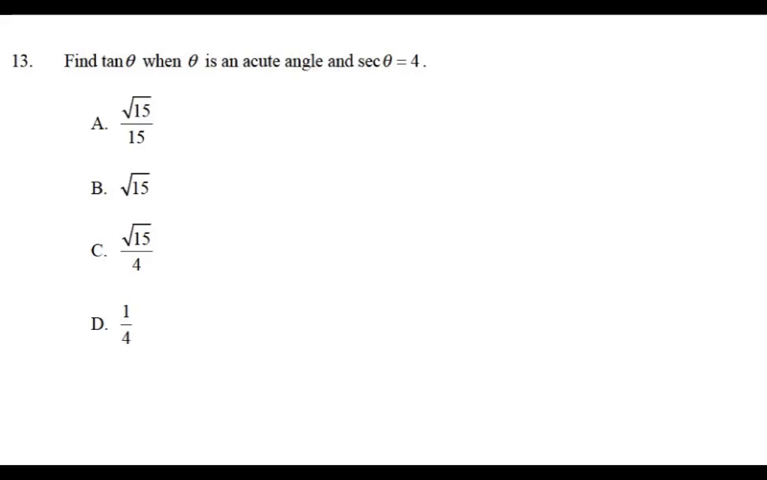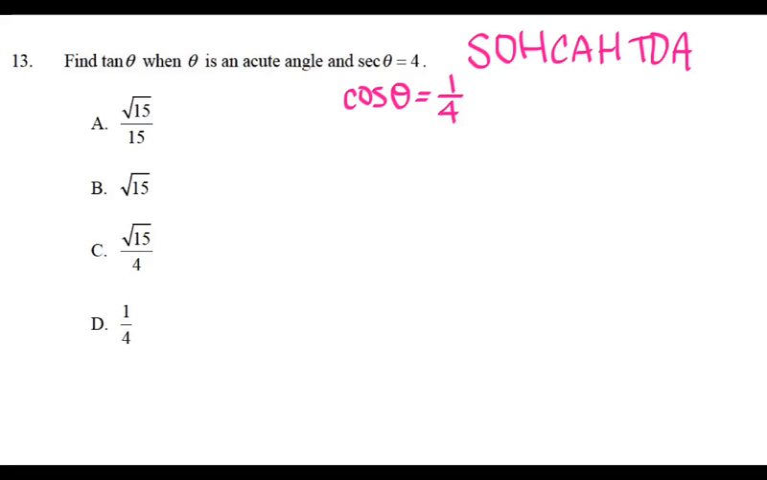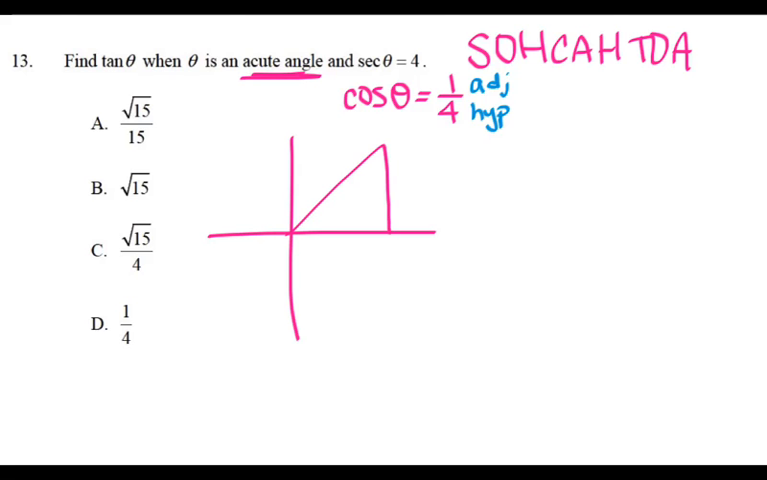Number 13 is the same scenario. Again, I'm going to write SOHCAHTOA because it's helpful. Secant is the reciprocal of cosine. So if I know that secant is 4, that means cosine is 1/4. Cosine is the adjacent over the hypotenuse. Since I also know that the angle is acute, again, I'm going to draw my triangle in that first quadrant. So I know my adjacent side is 1, my hypotenuse is 4, there's your theta.